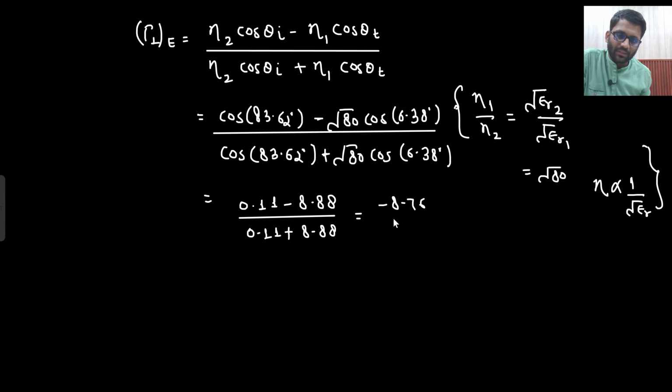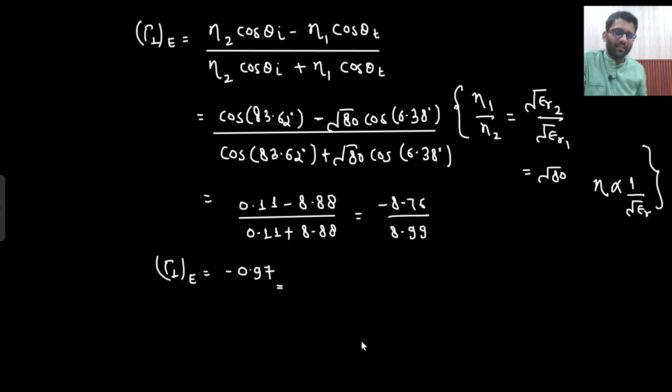So what will I be left with? Minus 8.76 divided by 8.99. So minus 0.97. Yeah, so approximately you are getting minus 0.97. I know calculations are there, but it is what it is. In the examination also you need to do these kinds of calculations if the question is coming from oblique incidence. Okay, believe me. That's why I am taking these kinds of questions.